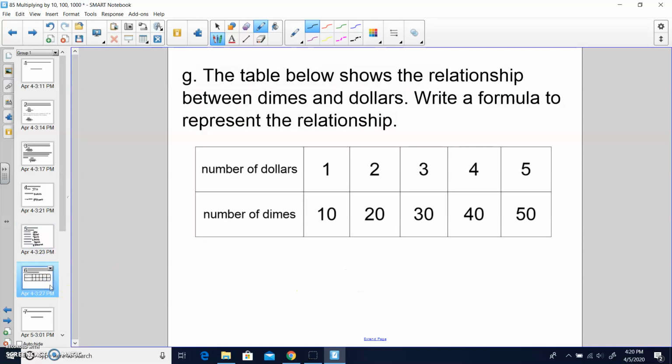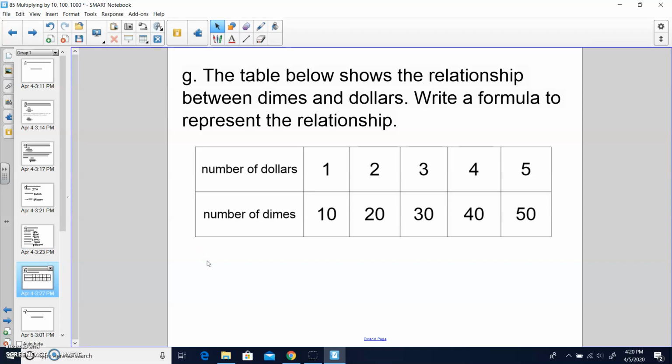Okay, lesson practice G says the table below shows the relationship between dimes and dollars. Write a formula to represent the relationship. So I can see here I have my dollars, 1, 2, 3, 4, 5, and the number of dimes, 10, 20, 30, 40, 50. Well, think about what is happening between my 1 and my 10, my 2 and my 20, my 3 and my 30, my 4 and my 40, my 5 and my 50. So think to yourself, what's the pattern that you notice between dollars to dimes? And write it down.